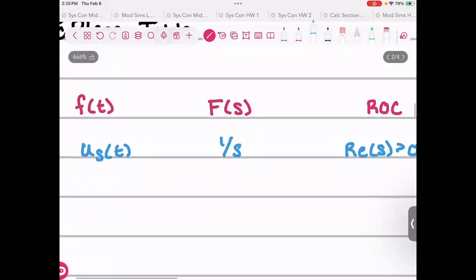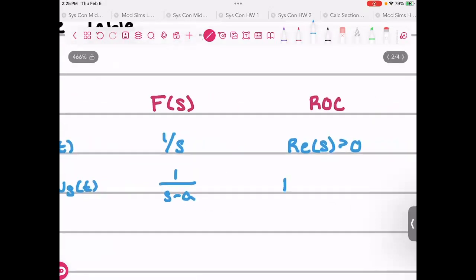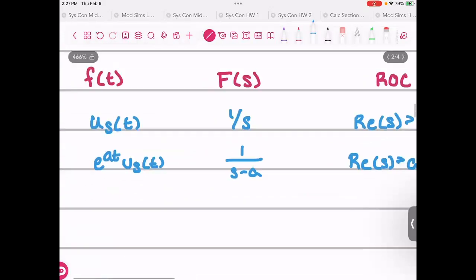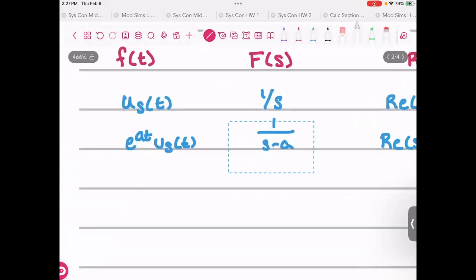Right, the next one that we have is e to the at u of t, and then this turns into 1 over s minus a, and then it converges when the real part of s is greater than a. Let me just move this up a little bit.